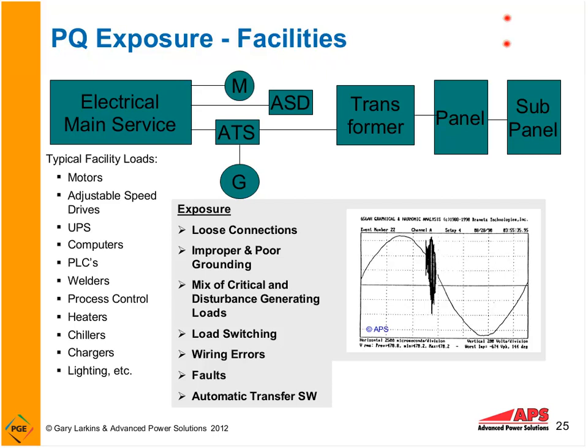Other exposures, we have loose connections. In doing inspections, that's one of the largest causes of intermittent power issues or transients we see in facilities in many cases is loose connections.